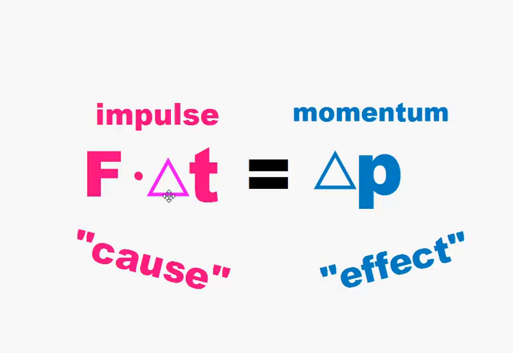This is the thing that causes something to happen. Force times time. If you want to cause something to happen, you give it a force for a certain amount of time. The more force and the more time combined let you make something happen. On the right hand side, this will be the effect. What was the effect? The momentum was changed of the object.